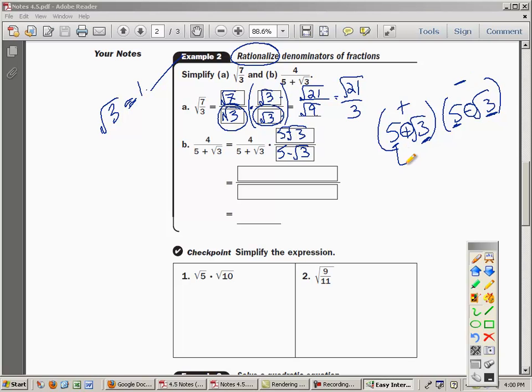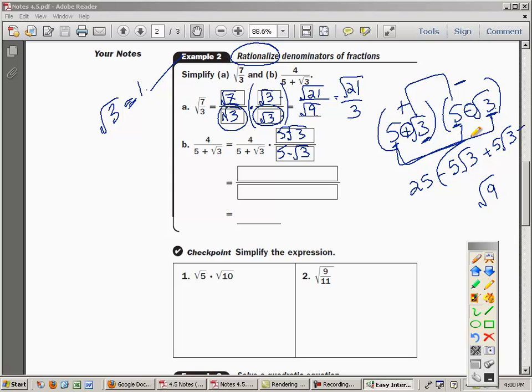Now, if you don't believe me, 5 times 5 is 25. And then 5 times negative radical 3 is negative 5 radical 3. Radical 3 times 5 is plus 5 radical 3. And then on the end, you have plus radical 3 times negative radical 3, which becomes negative radical 9. All right, we'll simplify that in just a second here.